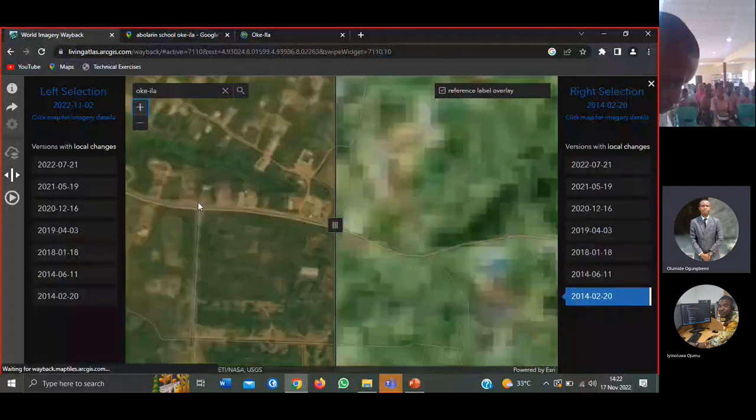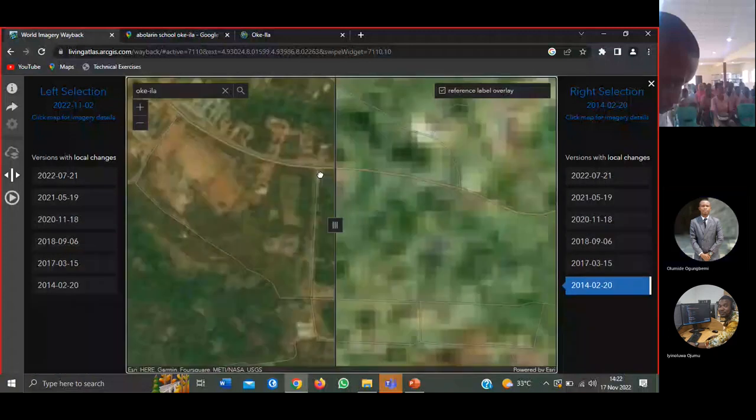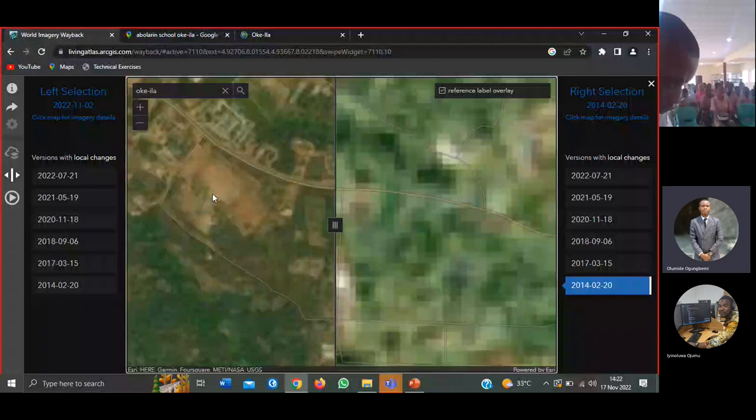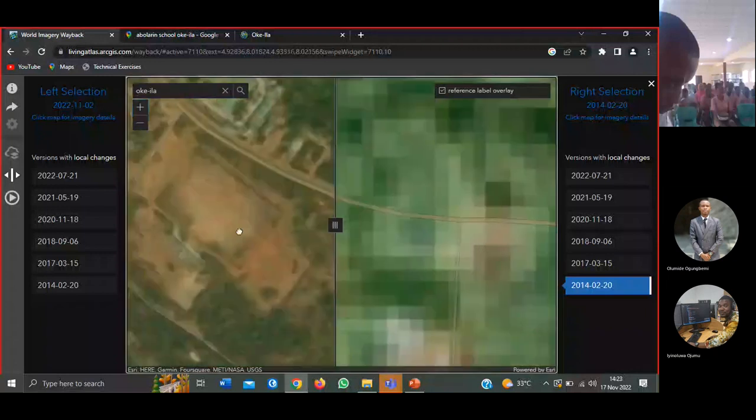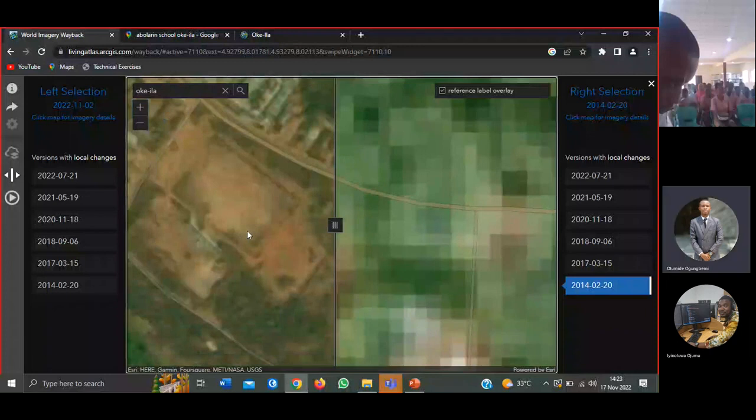We compare 2022, July 21st, with 2014, February 20th. So this is your school, if I'm not mistaken. So this should be Abolarin School. I'm waiting for it to load.